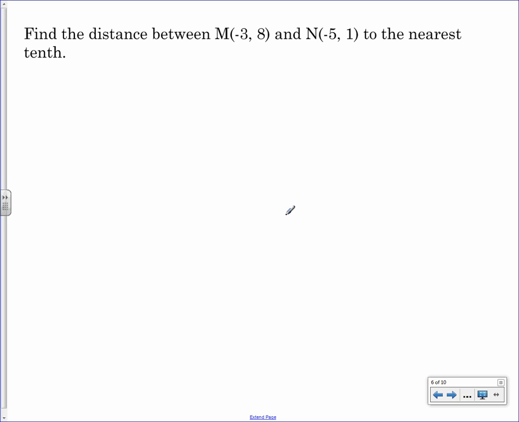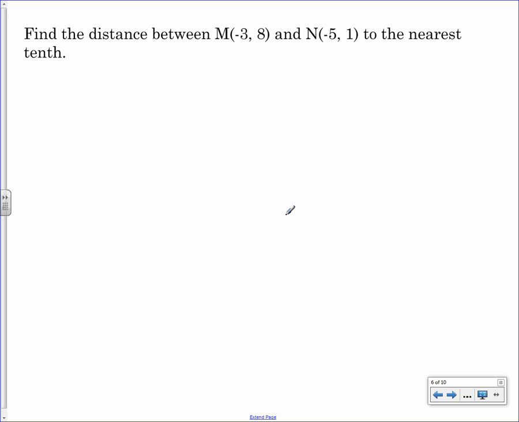Find the distance between M at -3.8 and N at -5.1 to the nearest tenth. So we're going to use what? The distance or the midpoint formula? What did they ask us for? Distance. So what formula am I going to use? Distance, right? So on that front page, am I going to do distance between 2 points on a number line? Or am I going to do distance between 2 points on a coordinate system? The coordinate system, right? Because these are 2 ordered pairs, so that's on the right side.